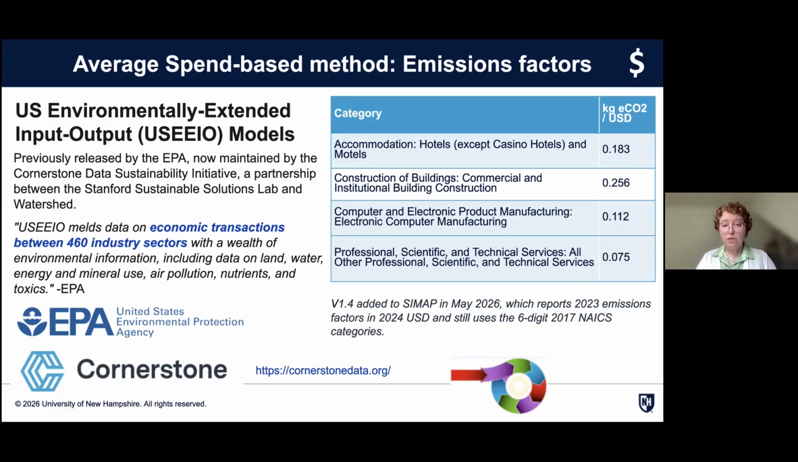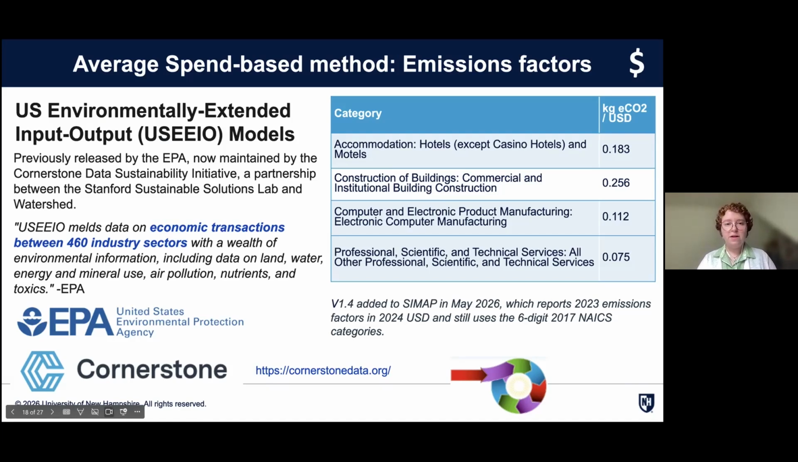We actually just released earlier this month the updated version 1.4 of SIMAP, which uses the same categories, but now uses 2023 emission factors with 2024 US dollars. So they're updating that data set. We're updating it as needed so that we can get the best possible estimate.